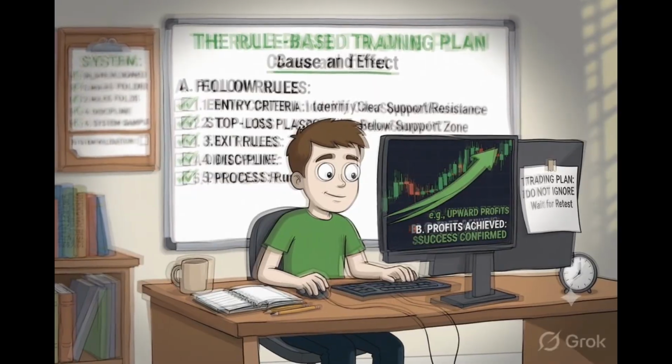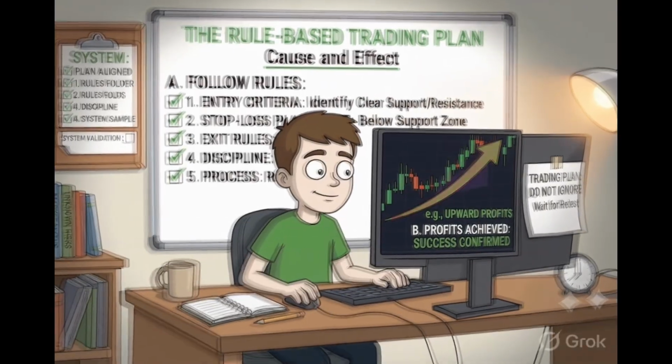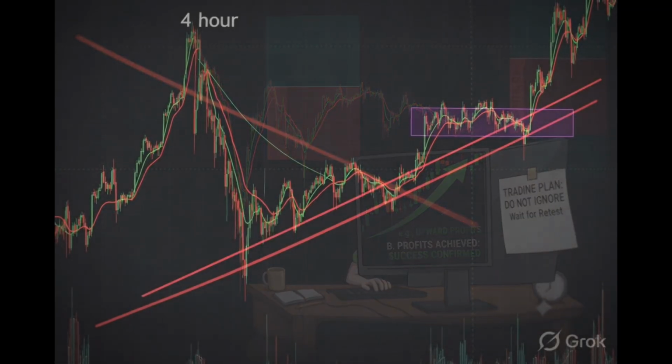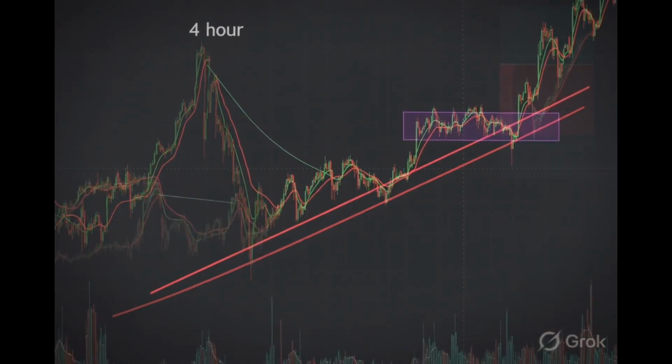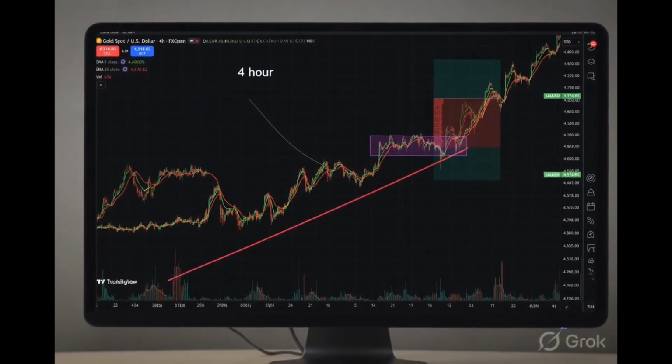Because the enemy in trading was never the market. The enemy was uncertainty. And uncertainty is what complicated systems create. Clear rules remove uncertainty. Removed uncertainty removes emotion. Removed emotion removes the mistakes that were compounding your losses in the first place.